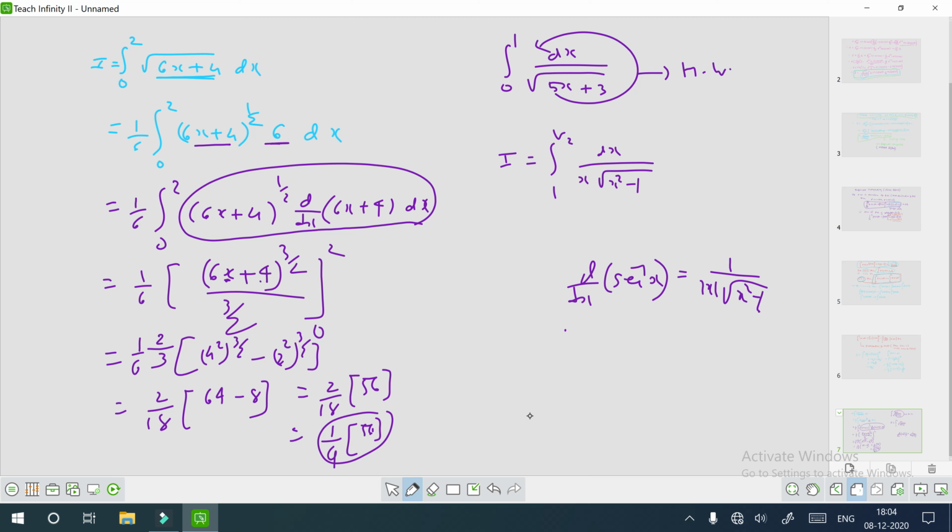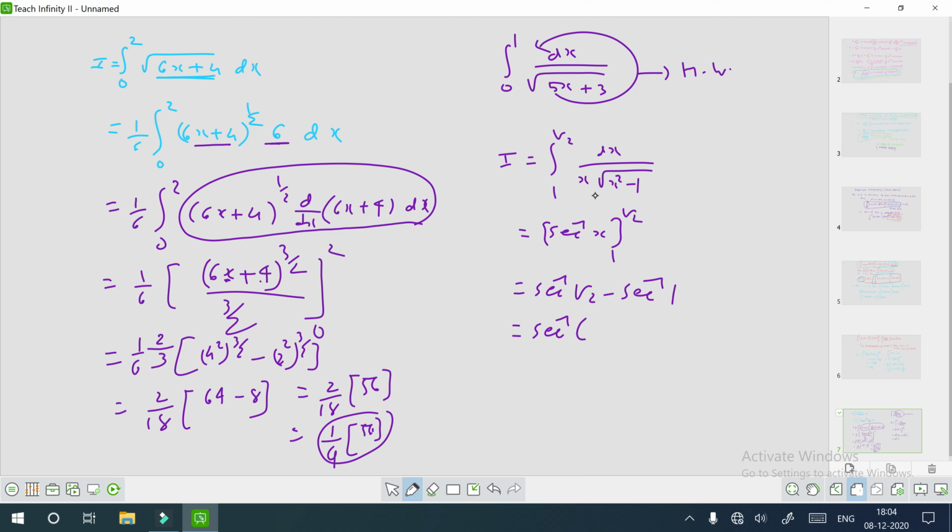But here x is between 1 and root 2, that is positive, so there is no magnitude. This is the reason why only x is there. So here it is a direct standard form. So that is equal to sec inverse x from 1 to root 2. That comes out sec inverse root 2 minus sec inverse 1. So sec inverse sec pi by 4 minus sec inverse sec 0. That comes out pi by 4 minus 0 and that is our answer, pi by 4.